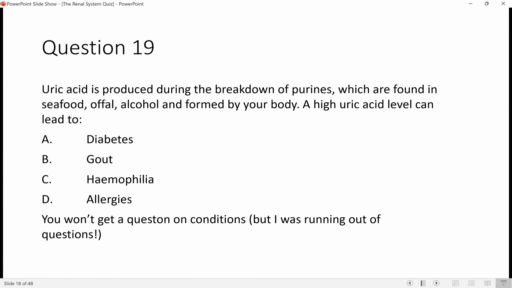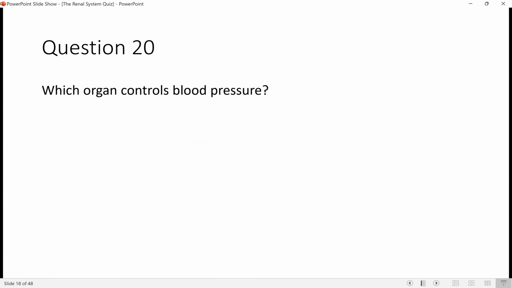Most awarding bodies won't give you a question on conditions. They will assess that separately, but I was running out of questions here for the renal system. This is one of the more simpler systems. Question 20. Which organ controls blood pressure? The heart, the spleen, the pancreas, or the kidneys?